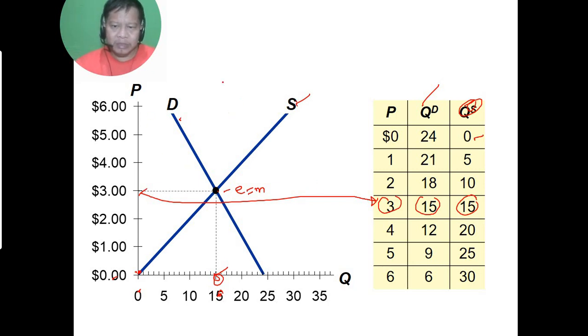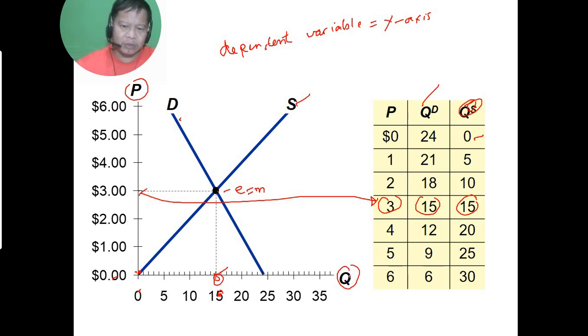And remember that when we graph, the dependent variable should be assigned to the y axis, no? In a graph. The y axis here is price. Our x axis is quantity supplied, quantity demanded, because if the quantity changes, the price is affected. The price depends on the quantity. So it should never be swapped. If they are swapped, then it is wrong.